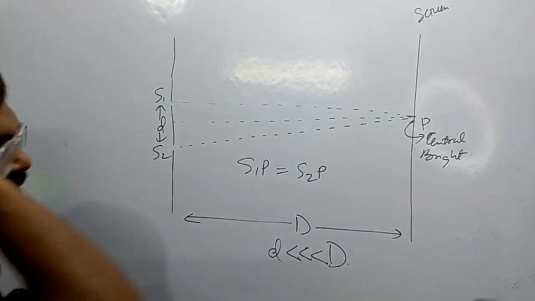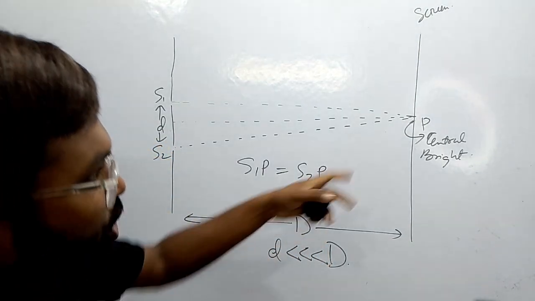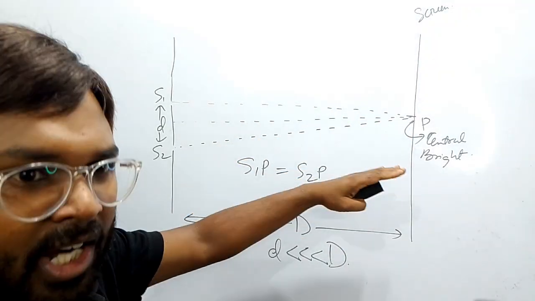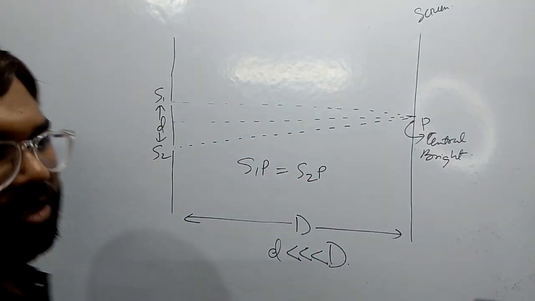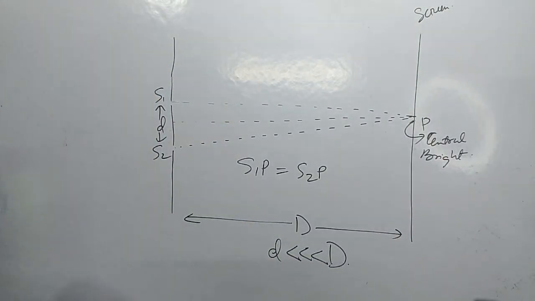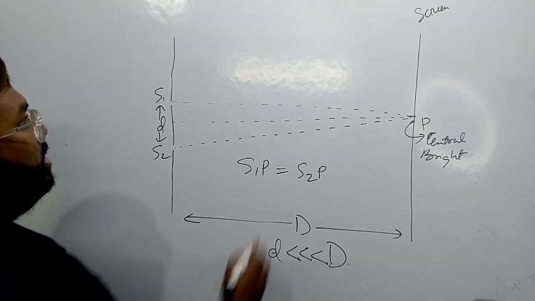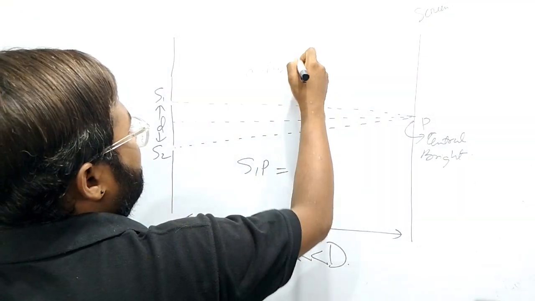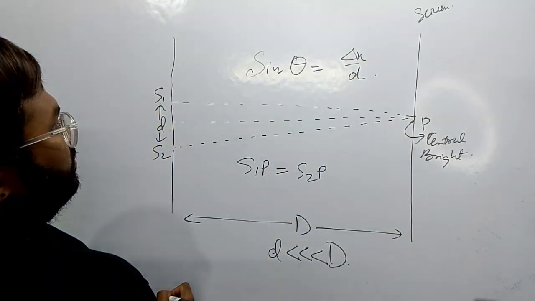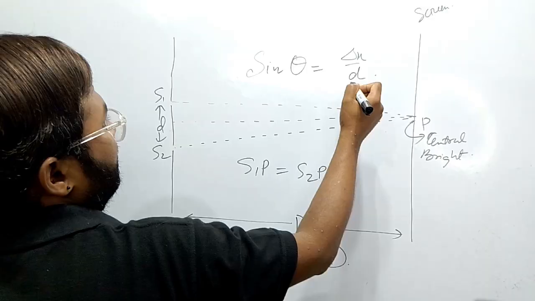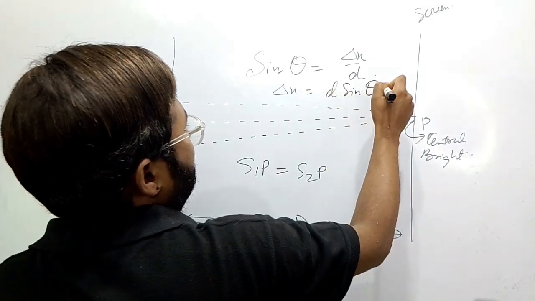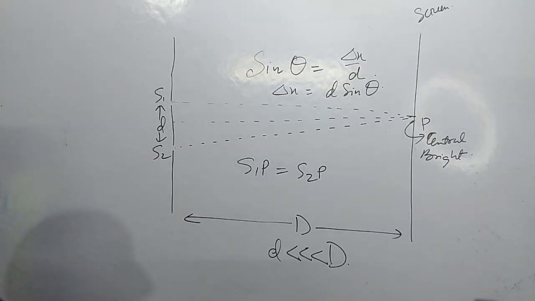Now let us consider the positions where you will have bright fringes and also the positions where you will have dark fringes. See here, we can consider sin theta equals del x by d. Since sin theta was del x by d, so del x we can write as d sin theta. This is the path difference.